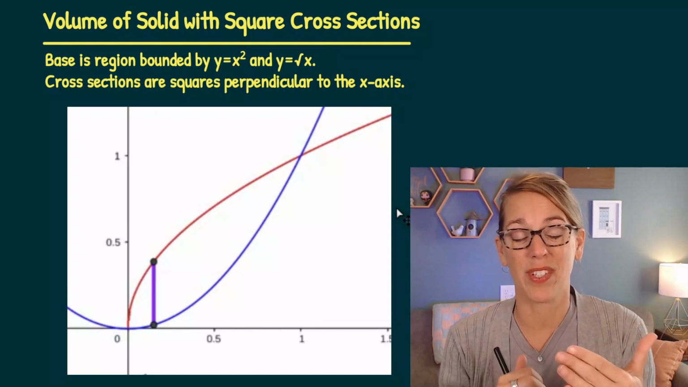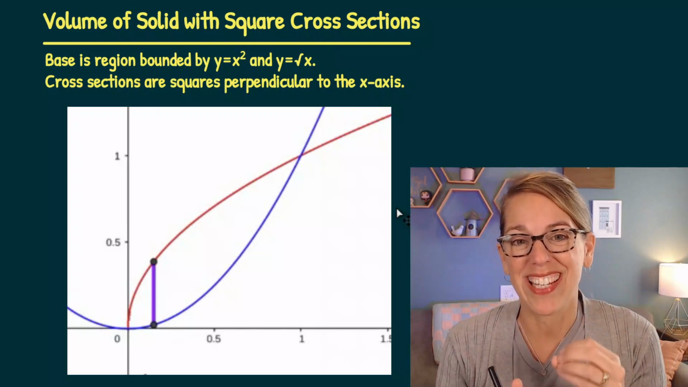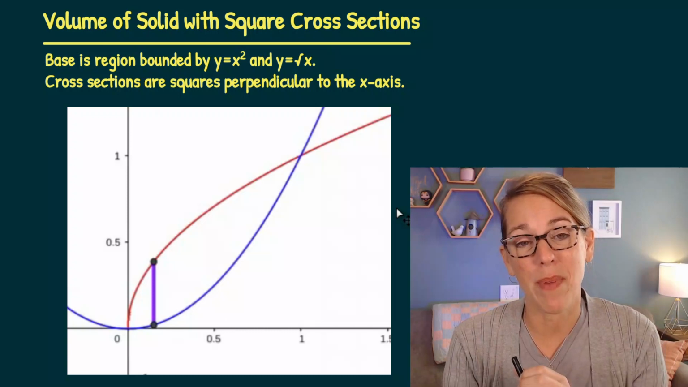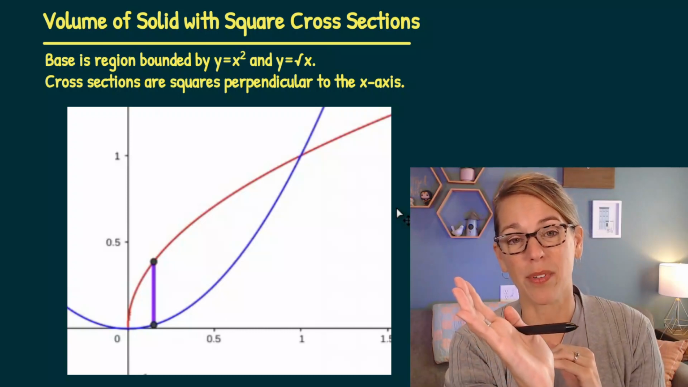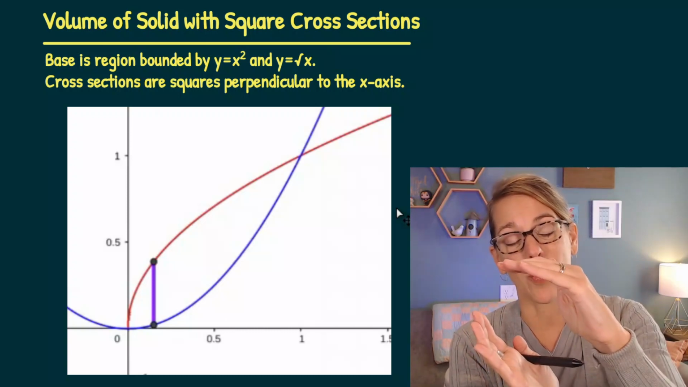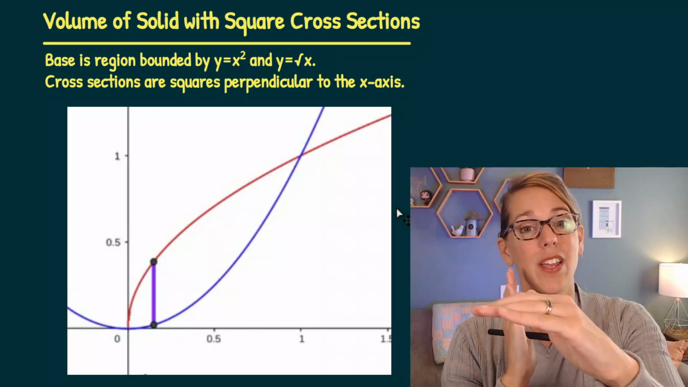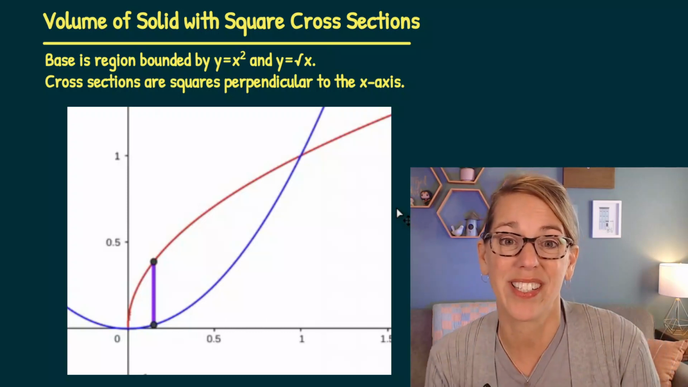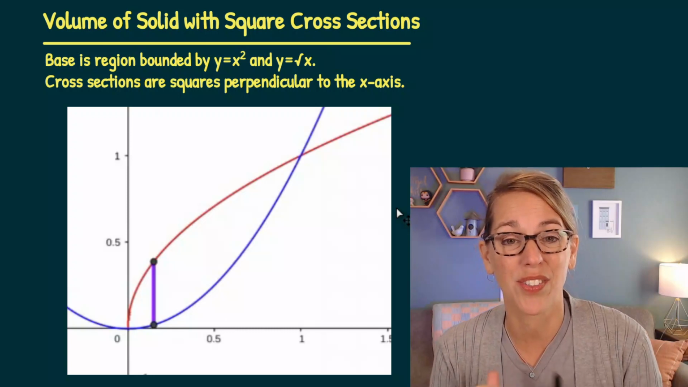We're going to find the volume of a solid, and I'm going to make it as easy as possible for you. We've got this base, which is the region bounded by y equals x squared and y equals the square root of x. And then if we take cross sections going into the coordinate system, those cross sections are squares.